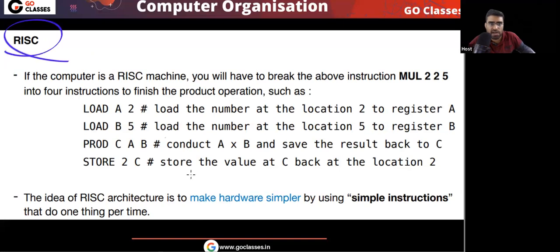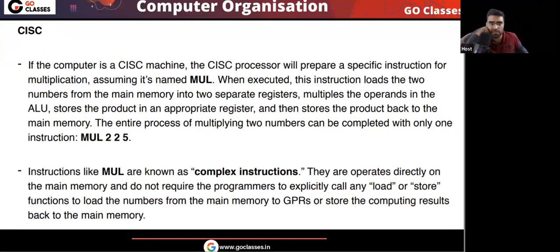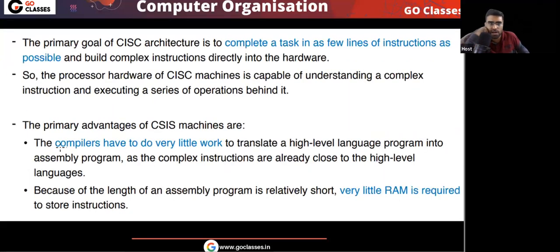So in the RISC, hardware is simple, right? Just notice that in the RISC, hardware is simple. In the CISC, hardware is complicated. Okay, is this clear? But you can see in the CISC, look at CISC.